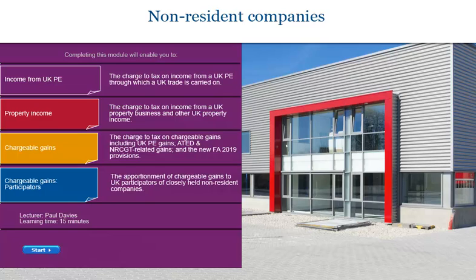The aim of this module is to give an overview of the scope of the charge to tax on non-resident companies, whether or not affected by the Finance Act changes. During the course of the module, we will look in turn at each of the following four areas: the charge to tax on income arising from a UK permanent establishment, the charge to tax on various different types of property-related income, the various charges to tax on chargeable gains, and finally a brief reminder of the rules for the apportionment of chargeable gains to participators in a non-resident company.